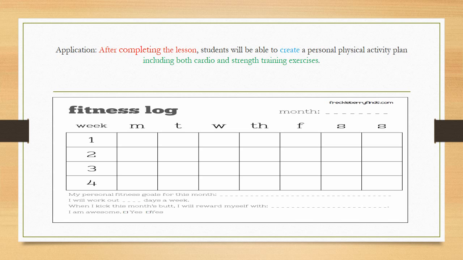We will also have personal fitness goals, how many days of the week they'll work out, and what we plan to reward ourselves if we are able to accomplish this. For each day, I would like them to include at least 3 cardio exercises and 3 strength training exercises, and do each of these exercises twice a day, preferably one in the morning when they first wake up, and then one in the evening when they get home from school or right before they go to bed.